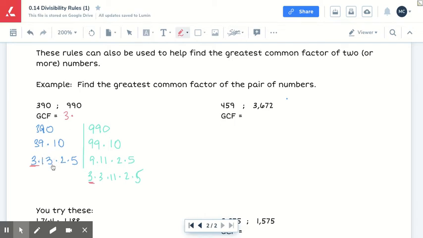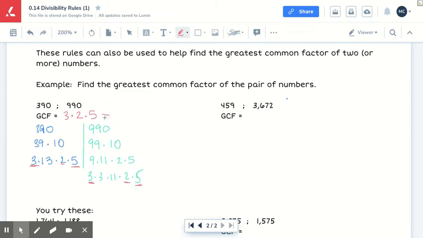So the next number I see is 13, but there is no 13 over here, so I'm not going to underline that one. I see a 2, and there is a 2 over here, so I'm going to underline that one and write it down, because it happened in both of them. I write down a 2. And then there's also a 5 in both of them, so I'm going to go ahead and write down a 5.